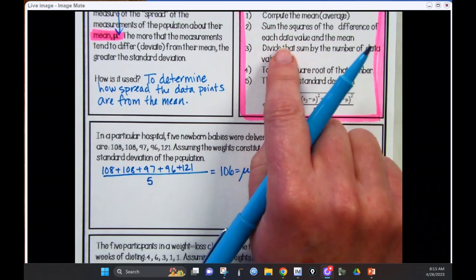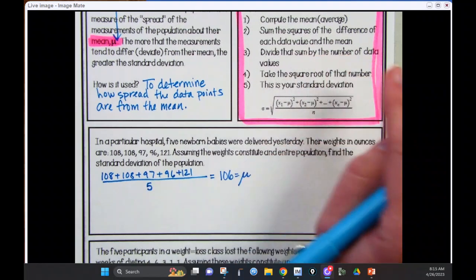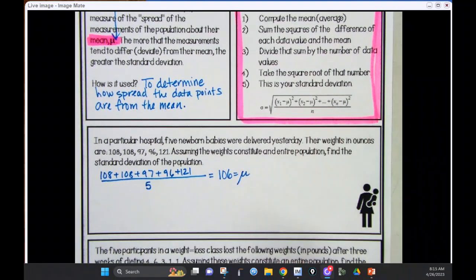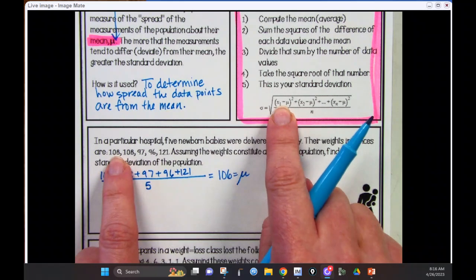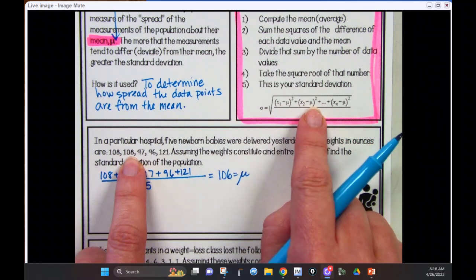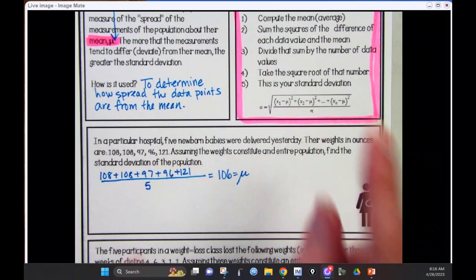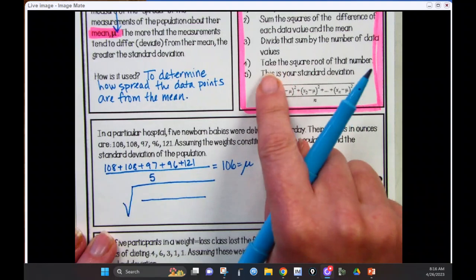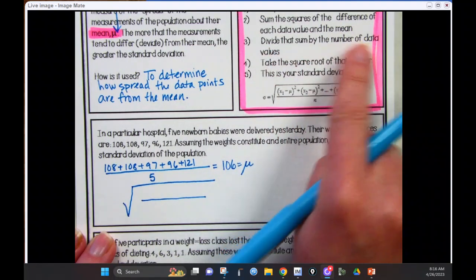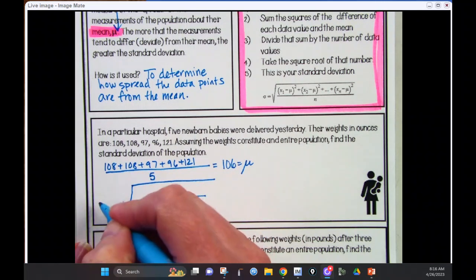The next thing it says to do is sum the squares of the difference of each data value and the mean. Wow, that sounds scary, doesn't it? X1 stands for 0.1, X2 for 0.2, all the way until the end. So I'm just going to set this all up. I've got the square root. We are going to divide it by, so let's see, divide that sum by the number of data values. We have 5, right? So here is our standard deviation.